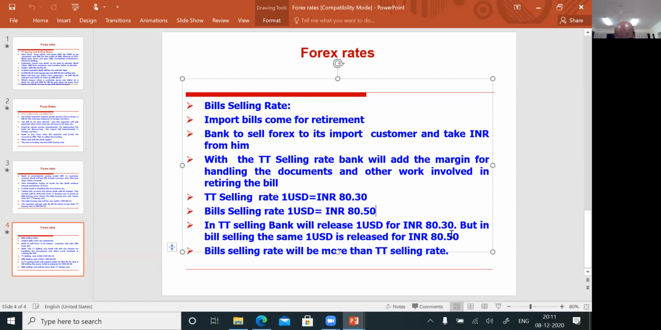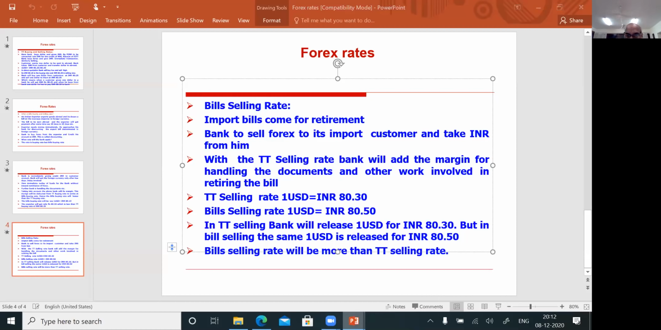So the bills buying rate will be less than the TT buying rate. That is, the bills selling rate will be more than the TT selling rate. This is the margin for the bank. So that is the logic of why the bills buying rate is less and the bills selling rate is more as compared to TT rates. In one the margin is subtracted, in the other the margin is added, because the maxim is buy low, sell high in direct quotation. Okay, sir, I think all of you are clear on this.